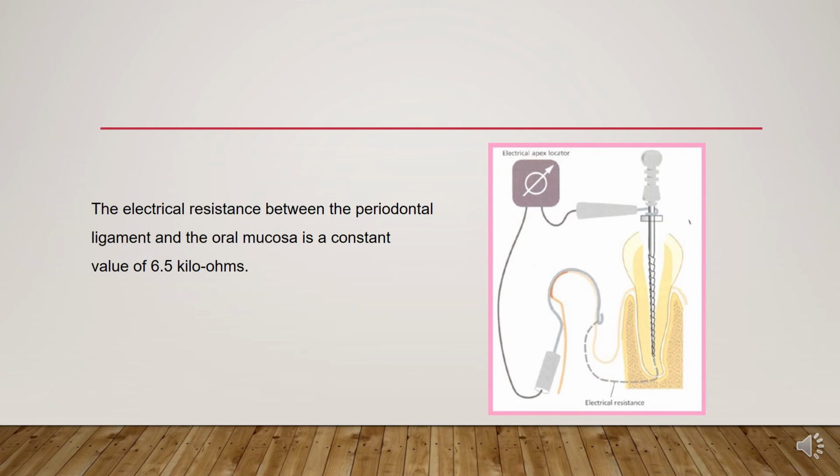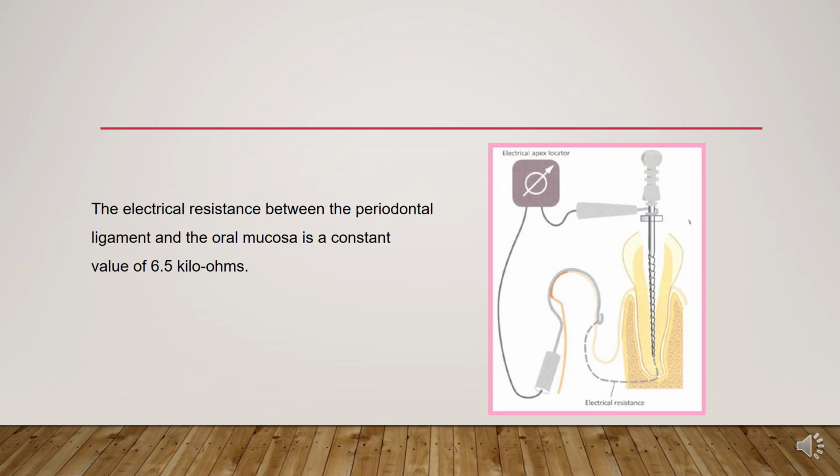So what is the mechanism by which the electronic apex locator works? Okay, initially the electronic apex locator was developed in the 1950s or 60s. It was dependent on the resistance method. So what the scientist did here is that he opened the access of teeth in a dog. Okay, in a dog. After he opened the access openings in dog teeth, he introduced a file into the tooth, and then he attached a lip clip to the lip of the dog.